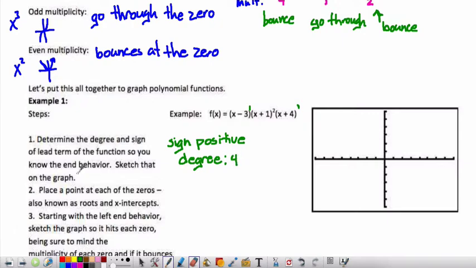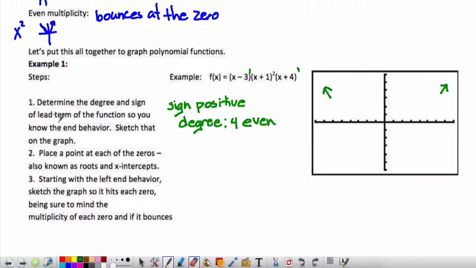Then it says sketch that on the graph. We know it's positive, and it's a degree 4. Well, this is even. That's the important thing to pull from this. So we're going up and up like that. And we don't need more information than that at this point. Next, place a point at each of the zeros, also known as roots. So where do I have my zeros?